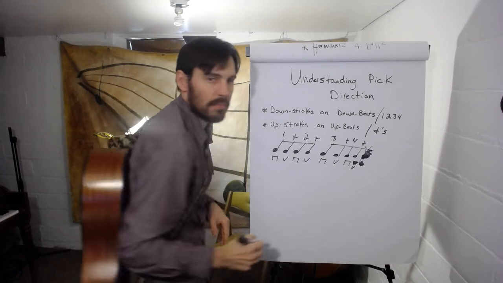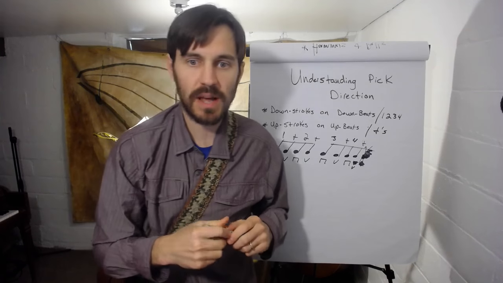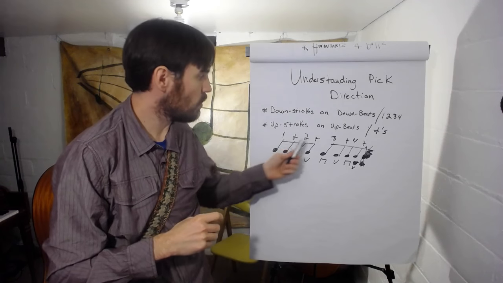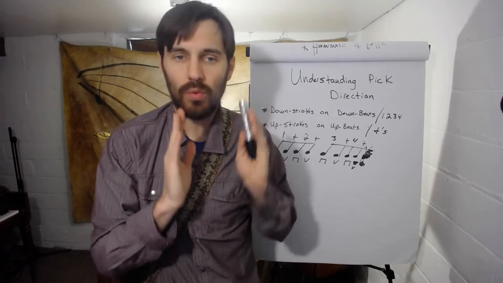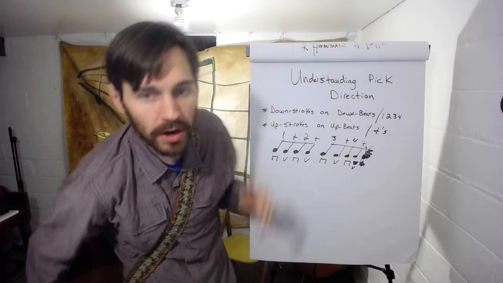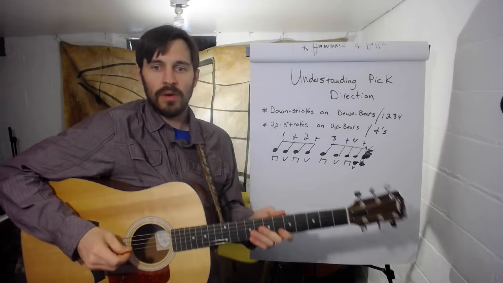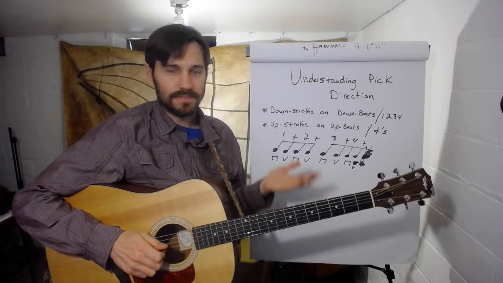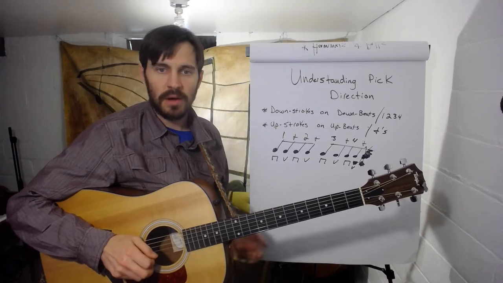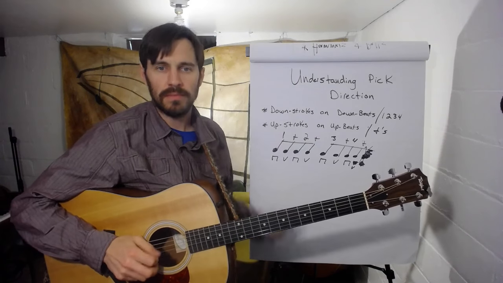I'm not going to mark every beat on all these examples, but if you can start to note it, beat one, beat two, beat three, beat four, it will really help you understand your timing and what's going on. All right, so eighth notes. Again, I'm on the open G string. I'm going to play consecutive eighth notes. So down, up, down, up, down, up.